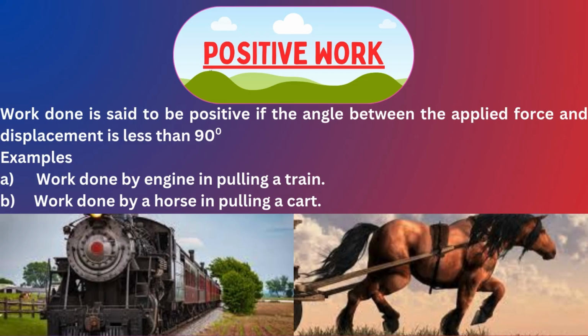Another example is work done by a horse in pulling a cart. The horse also pulls the cart in forward direction, and the cart also moves in the same direction. That means force applied by the horse and displacement of the cart are both in the same direction. So the angle between the two is 0 degree, that is less than 90 degree. So work done in this case is also positive.